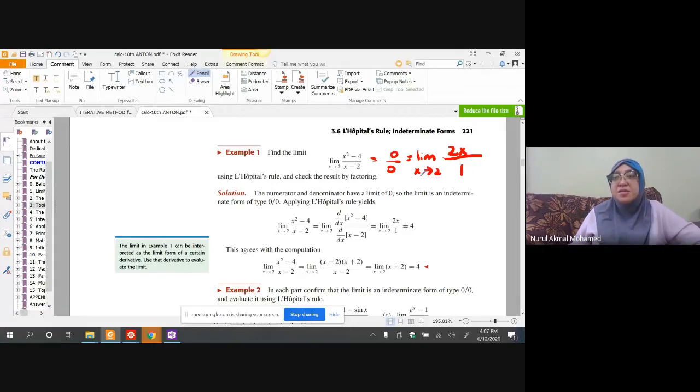Okay? And then you substitute once again. X is equal to 2. So the answer will be 4. So this is the final answer. Okay? The final answer is 4.